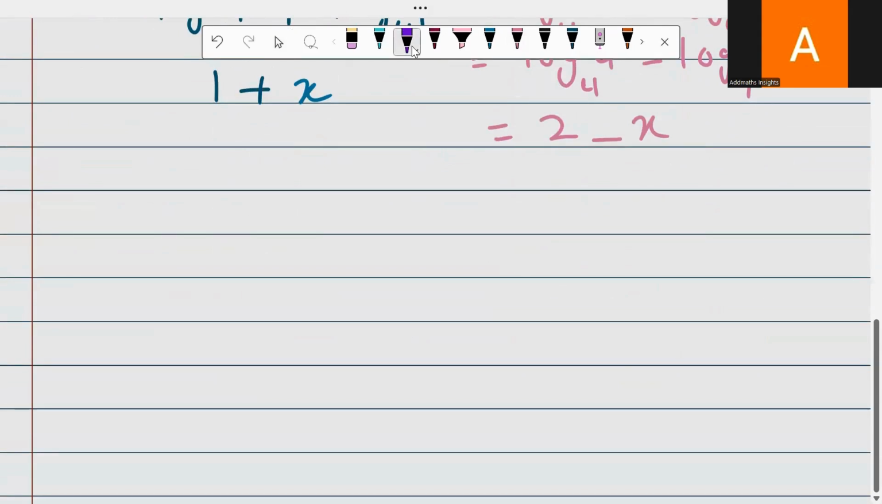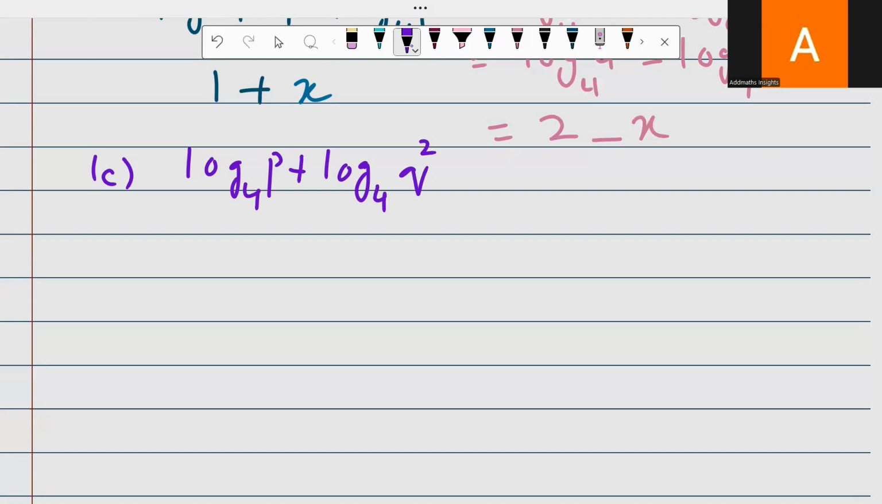In part C, log 4 p plus log 4 q squared. It is given that log 4 p is x, so you can write x here. And we apply the third law, so you can write 2 log 4 q. Also, it is given that log 4 q is y.